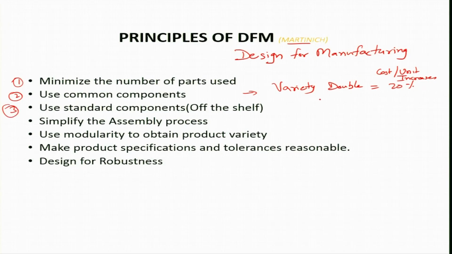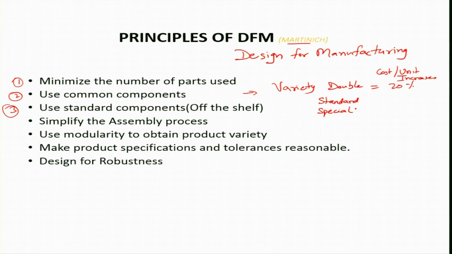Third important thing is to use standard components as far as possible. Components can be standard or special. Special components are those that need to be manufactured for that particular product only, not used in other places. Standard components are manufactured in bulk quantities as a commodity and required by several other products and manufacturers also. If we specify standard components which are available off the shelf, you need not develop a vendor for that, and it helps in reducing the manufacturing effort and the procurement effort.